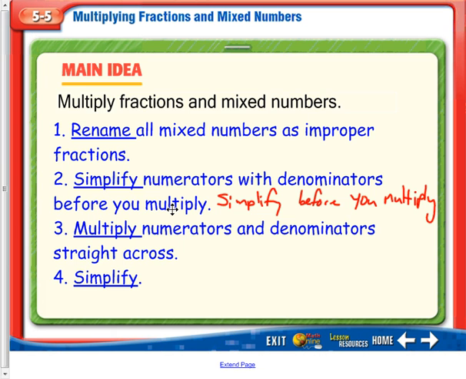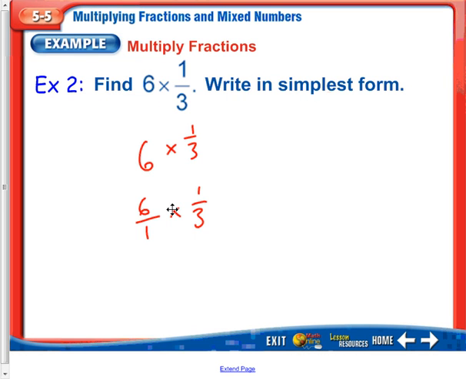Okay, now we'll go back to our directions. Simplify numerators with denominators before you multiply. Okay, so can we simplify the 6 and the 1? Well, we can make 6, but we just changed it, so we don't want to do that. Can we simplify the 1 and the 3? No. But now we can look diagonally, and we can actually simplify the 3 and the 6.